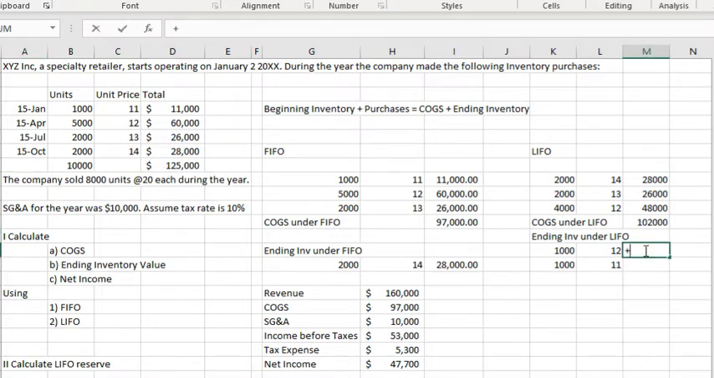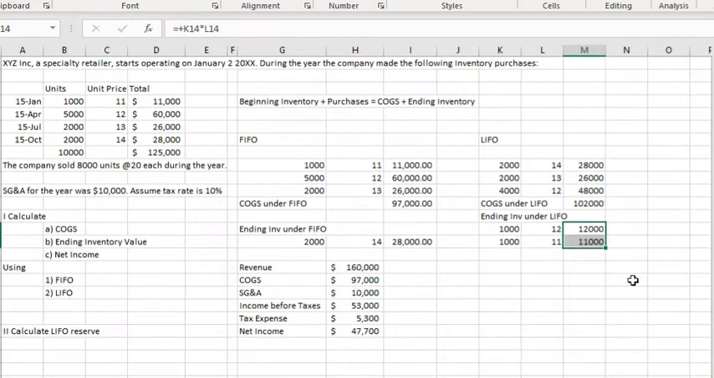Ending value under LIFO is the multiplication of these, and the sum is going to give us the ending value under LIFO. So the ending value under LIFO turns out to be $23,000.